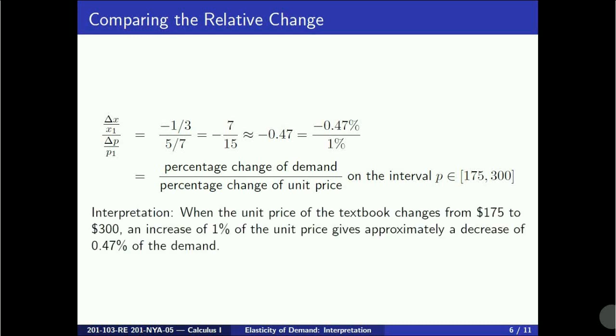Here the interpretation is that when the unit price of the textbook changes from $175 to $300, an increase of 1% of your unit price gives approximately a decrease of 0.47% of the demand.